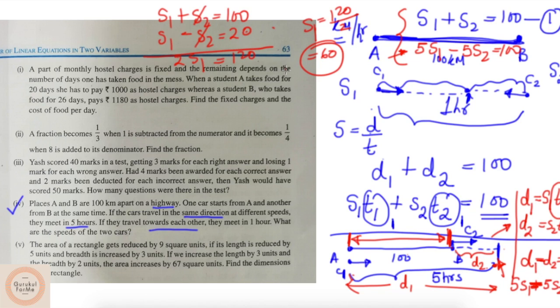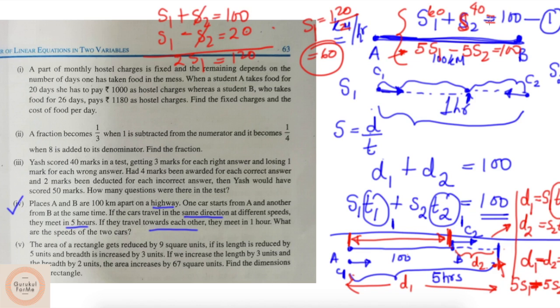Do we have the speed of the first car as 60 kilometers? Yes. Can you now find the speed of the other car by just putting it into this equation? If this is 60, what should be the equation? What should be the answer for this? This should be 45 because the total is 100. I hope you got it the way we solved it.